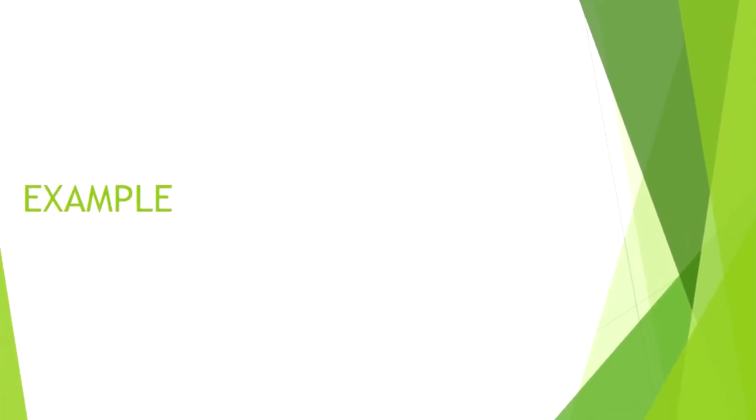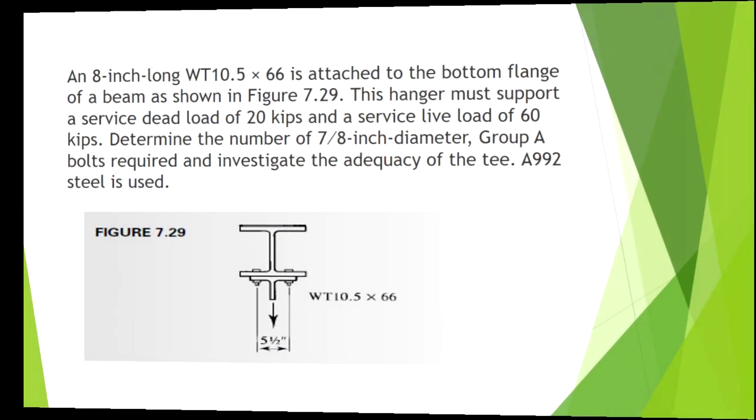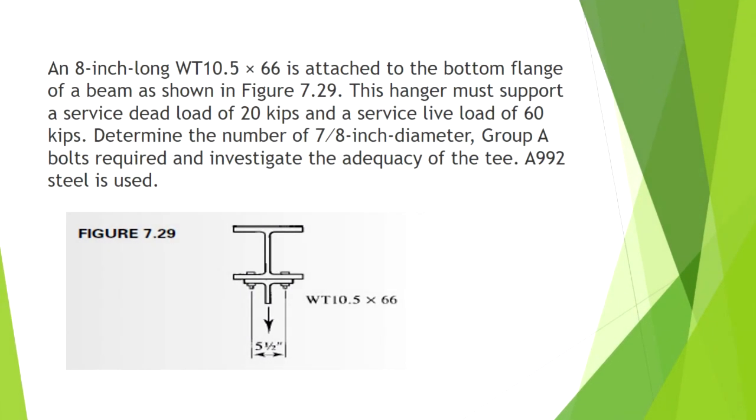So let's take up an example. An 8-inch long WT 10.5 by 66 is attached to the bottom flange of a beam as shown in figure 7.29. This hanger must support a service dead load of 20 kips and a service live load of 60 kips. Determine the number of 7/8-inch diameter Group A bolts required and investigate the adequacy of the T. A992 steel is used.